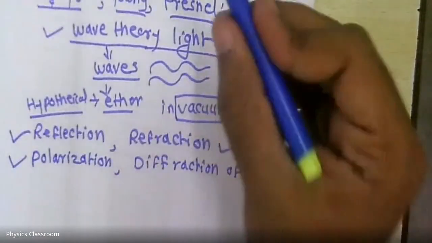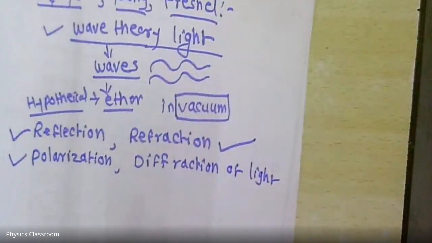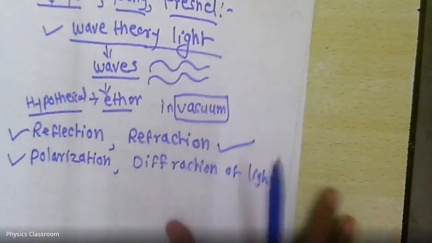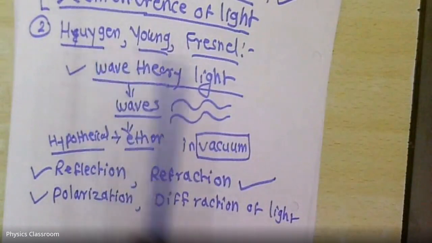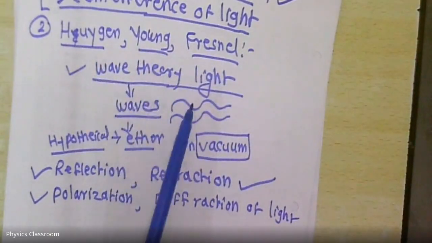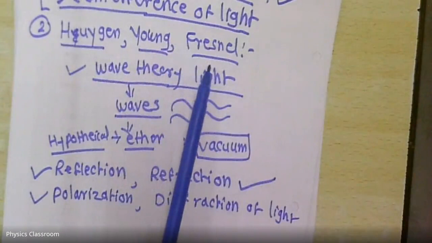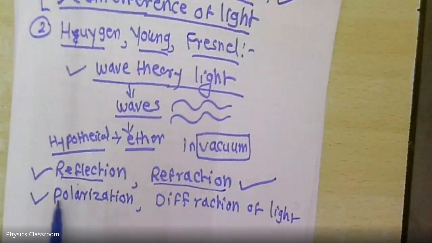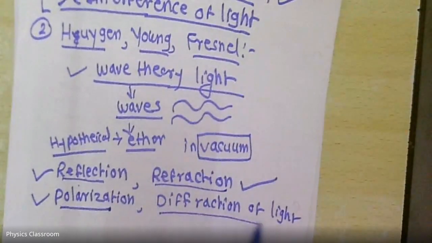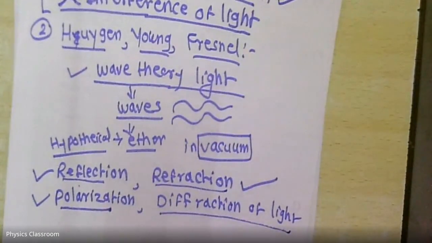This theory overcomes Newton's theory: the Huygens, Young and Fresnel theory. The wave theory of light overcomes Newton's corpuscular theory, and this theory explains the phenomena of reflection, refraction, polarization, and diffraction of light. This theory explains four phenomena of light.